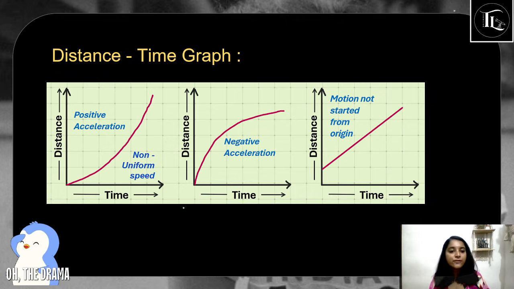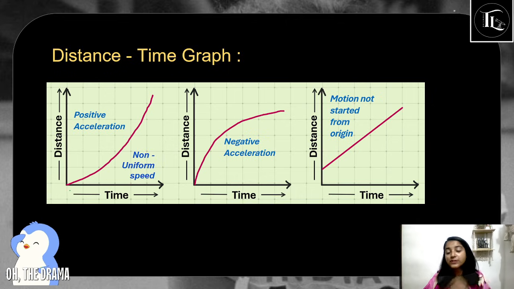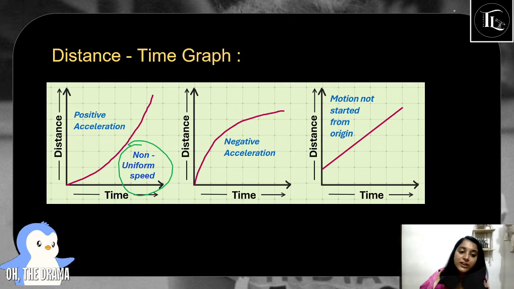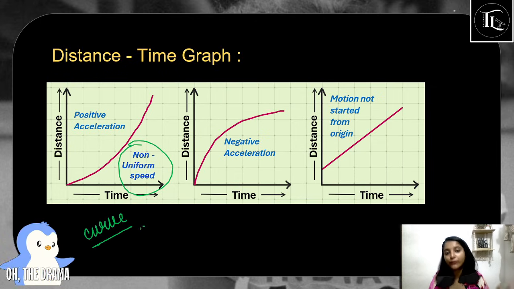Now other kinds of distance time graphs. So you see now this is non-uniform speed. The previous one was uniform speed where you got a straight line. But this is non-uniform speed where you're getting a curve. Whenever there is a curve, it's non-uniform, right? Speed is increasing, but now it's not increasing at a constant rate. So that means it is accelerating. And because distance is increasing much more in less time, that means there is positive acceleration.